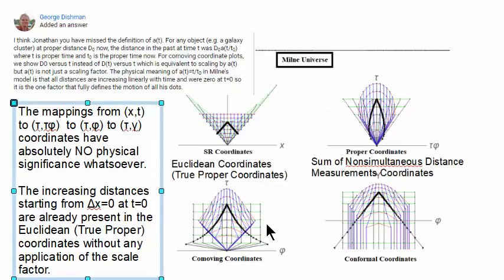Because in the Milne universe, this is not the proper coordinates. This is the true proper coordinates in Milne's model. This is not. This is just something you can do with math if you really want to. But there's no physical reason to go to this map or this map or this map within the context of Milne's model.